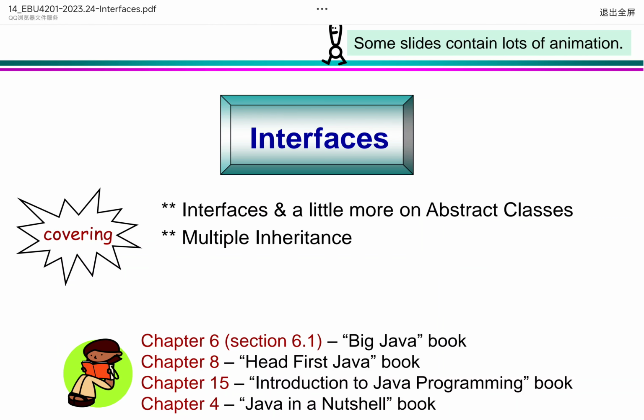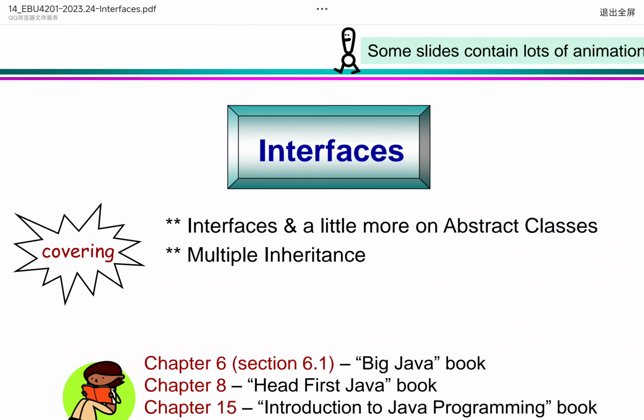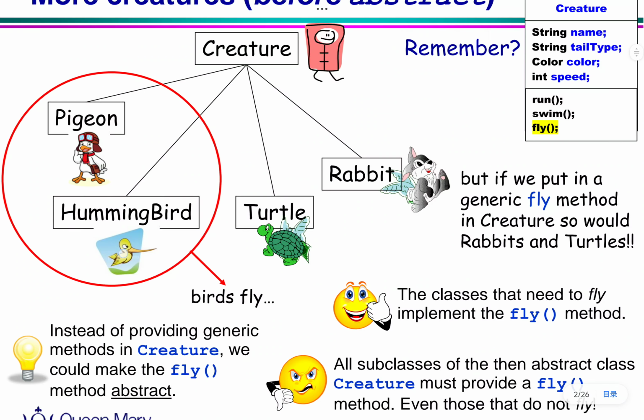First question is what is interface, what it means, and the second topic is about multiple inheritance. This means that it's similar to polymorphism or something else.